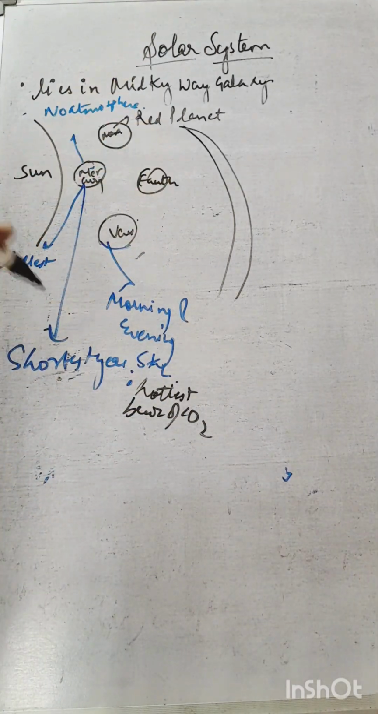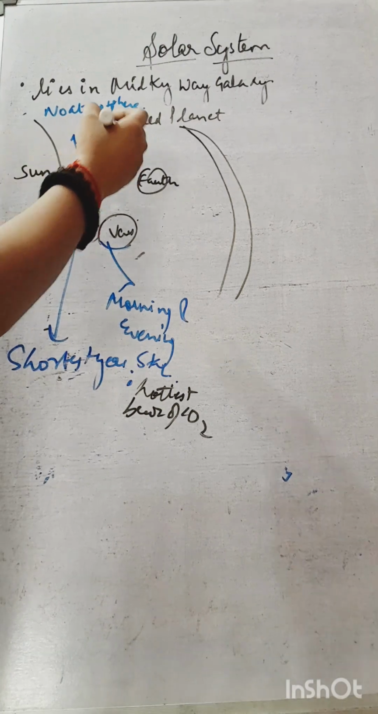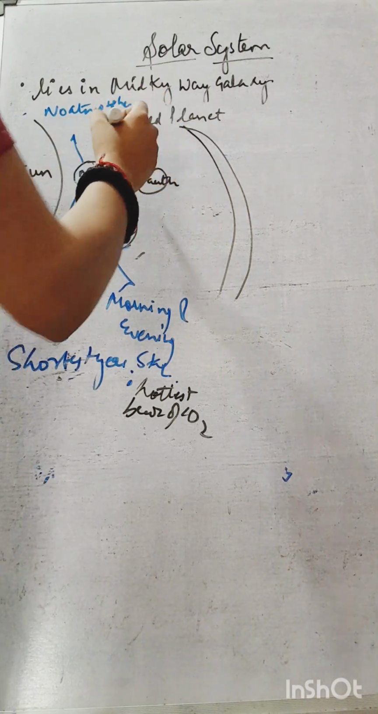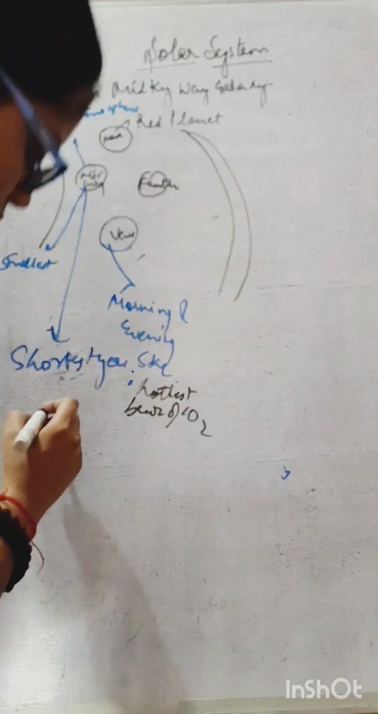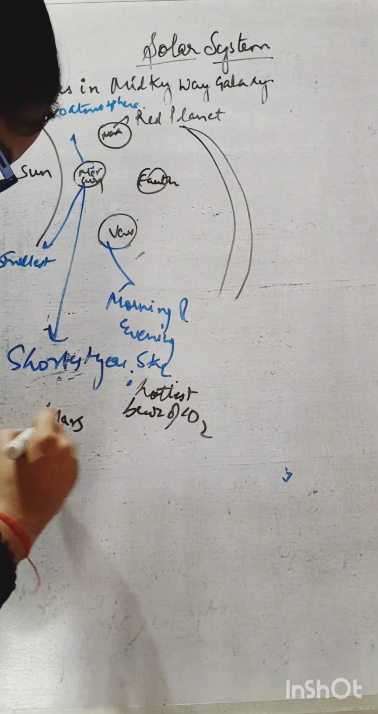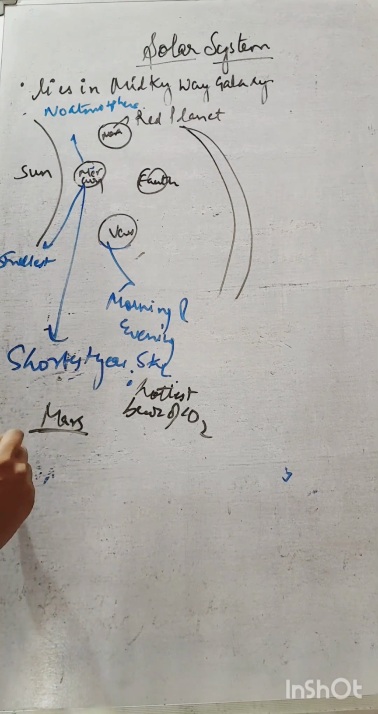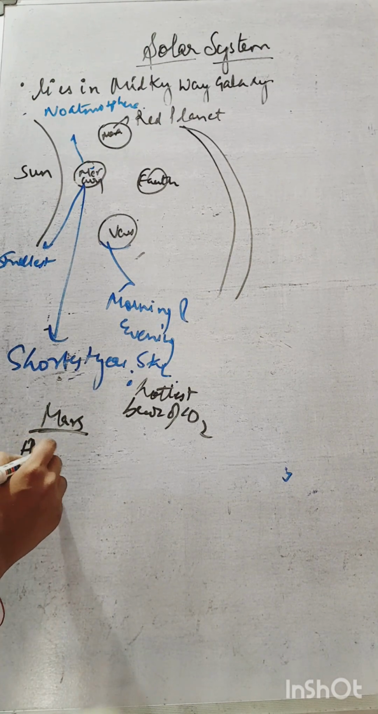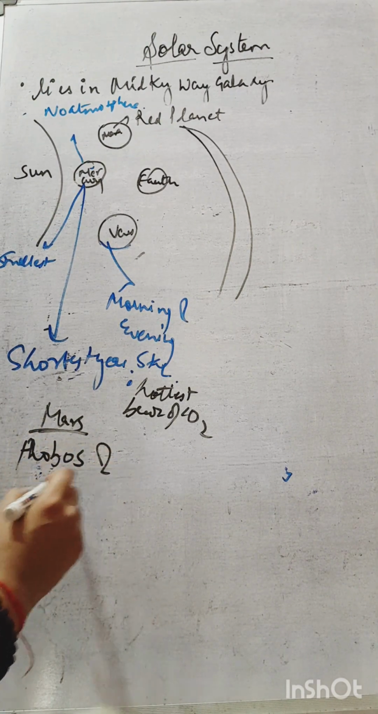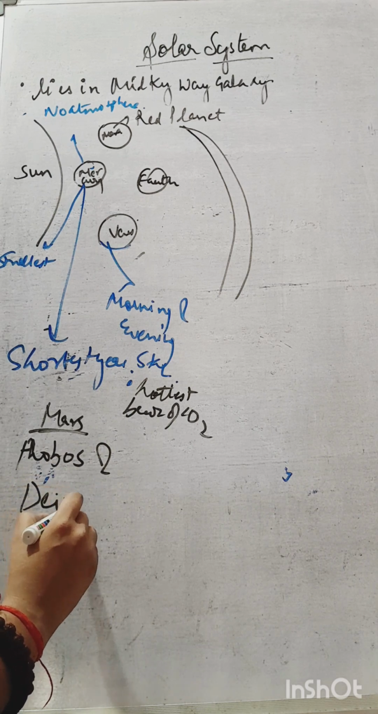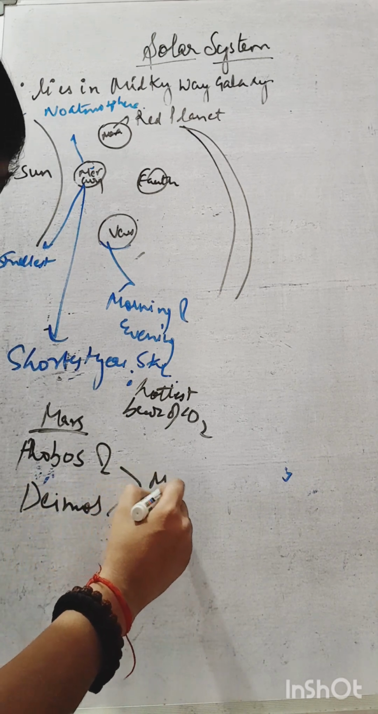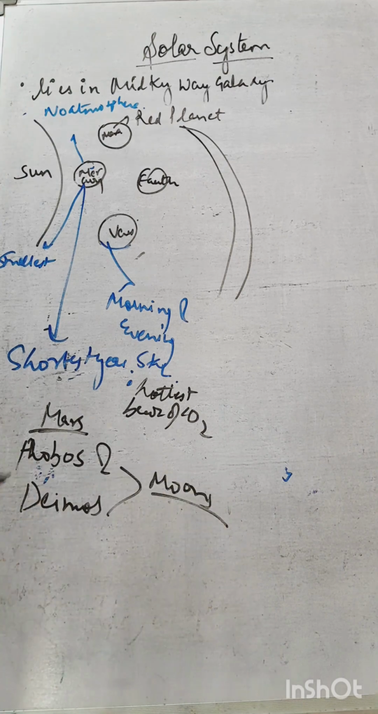Earth, we know. And talking about Mars, Mars is a red planet and its satellite names are Phobos and Deimos. These are two famous satellites, natural satellites or moons of Mars.